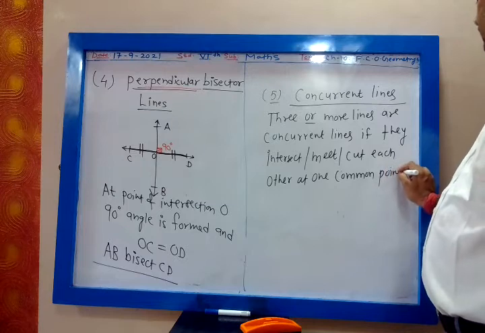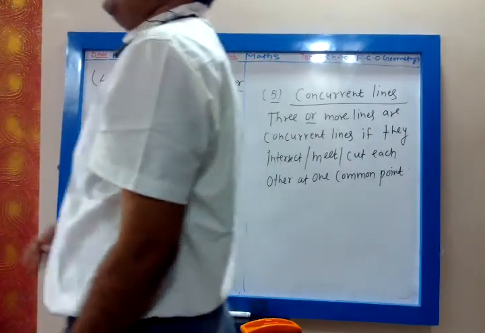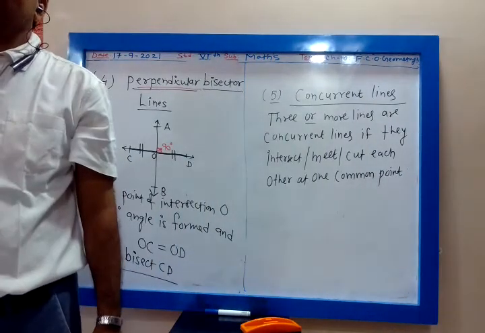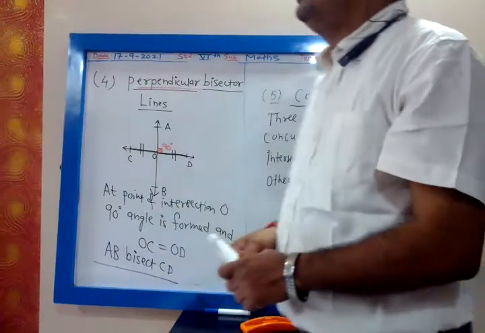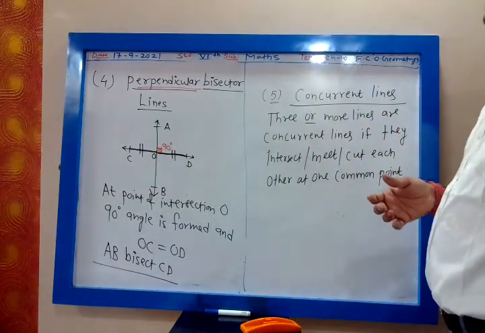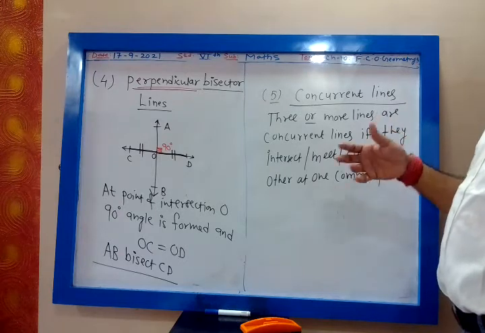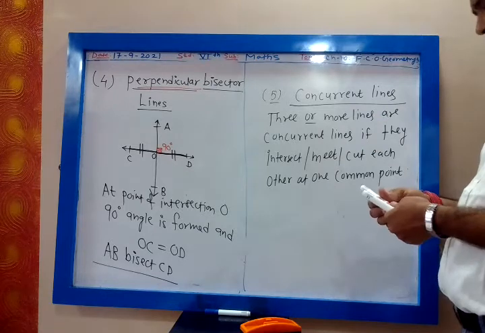So see here, when there are two lines, we say they are intersecting lines. But whenever it is more than two lines, three or more, we say they are concurrent lines. Is it clear?